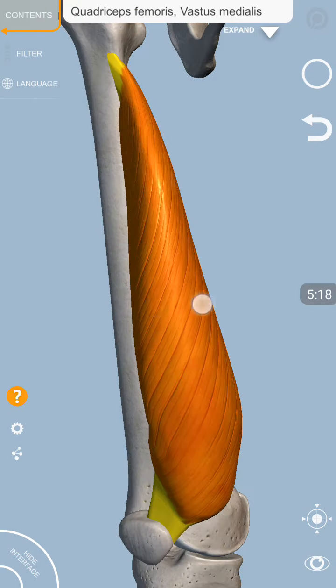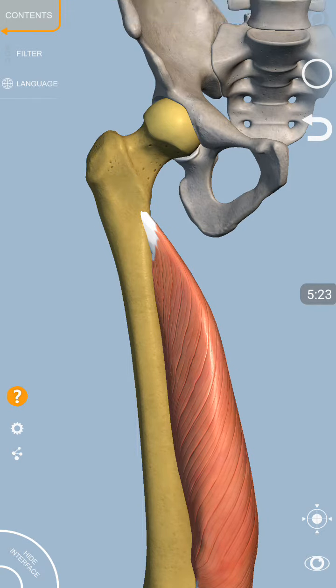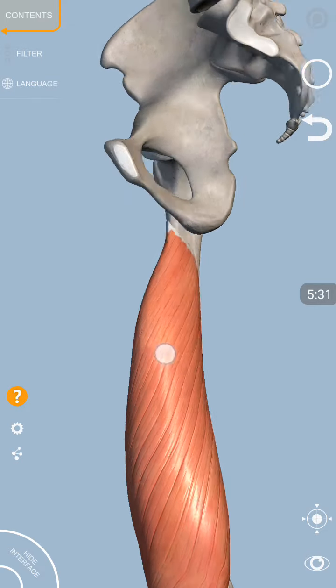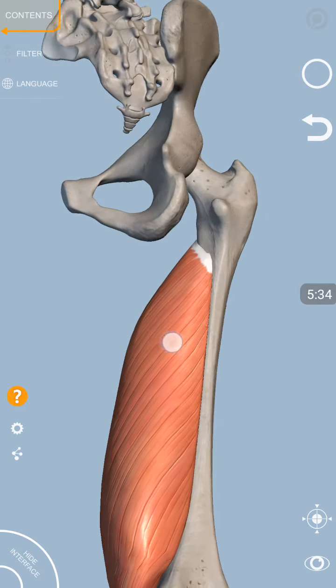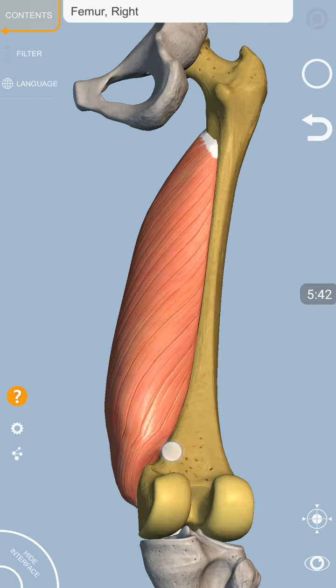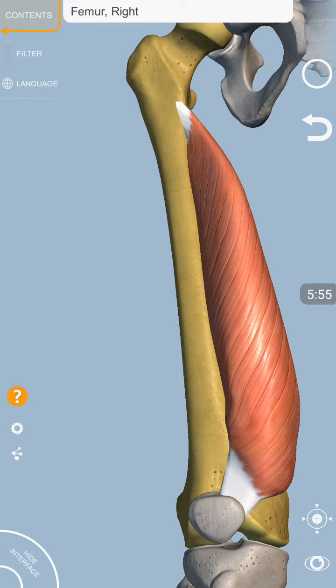Now this is vastus medialis. It originates from the lower part of the intertrochanteric line, and then it attaches onto the spiral line around the upper end of the tibia, then onto the medial lip of the linea aspera. Here you can see that, and further it attaches onto the supracondylar line, which is the downward continuation of the medial lip of the linea aspera. So this is vastus medialis.